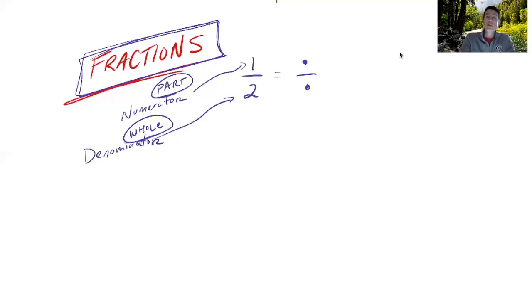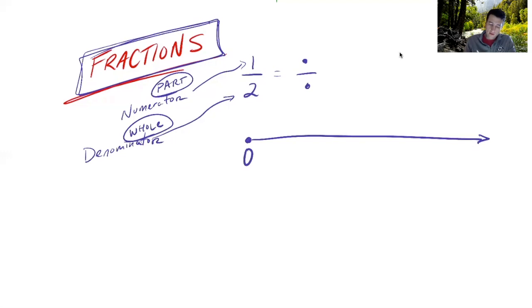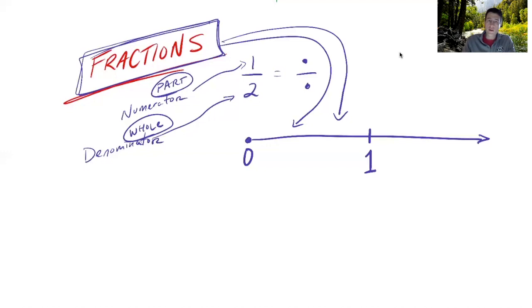Fractions in general do not all live between 0 and 1 on the number line. All proper fractions, where the numerator is smaller than the denominator, value-wise, live between 0 and 1. If we had our good old standard number line, that would go on forever. If this is our 0 point and this is 1, all proper fractions, all of them, live between 0 and 1 on that number line.